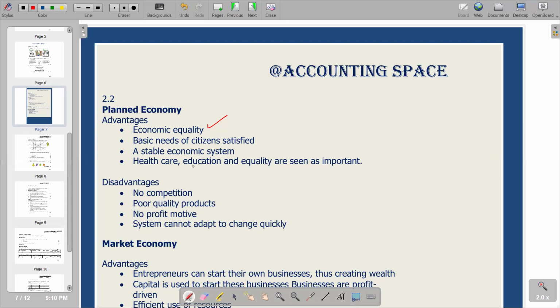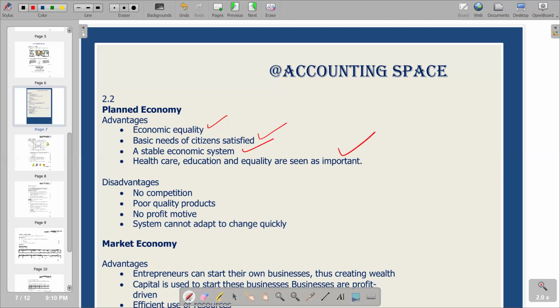Then the second advantage of planned economy is that the basic needs of citizens are satisfied. Remember, the planned economy's main objective is service delivery, so obviously it's going to benefit the citizens of the country. Next, we've got a stable economic system. And lastly, healthcare, education, and equality are seen as important. So these are some of the advantages.